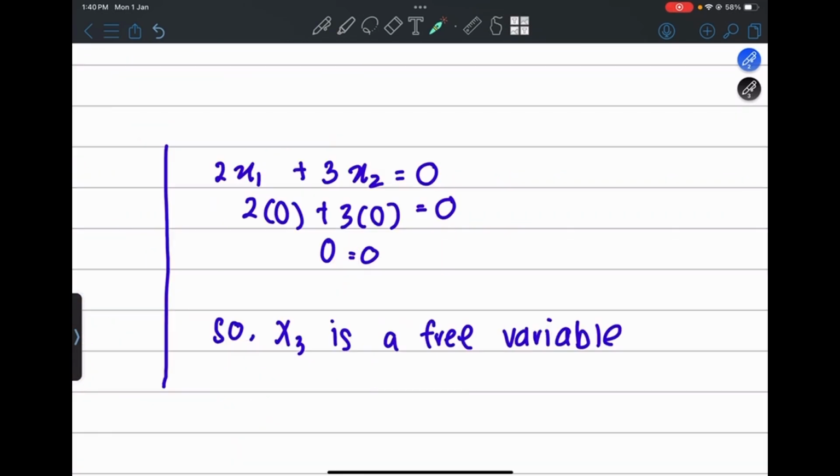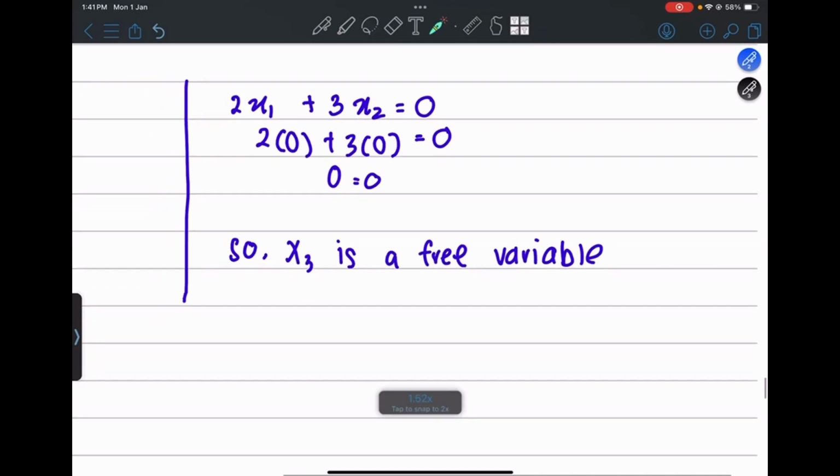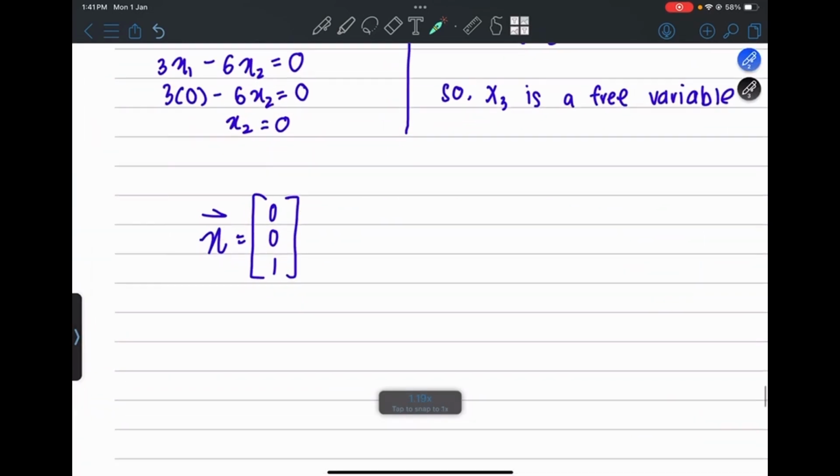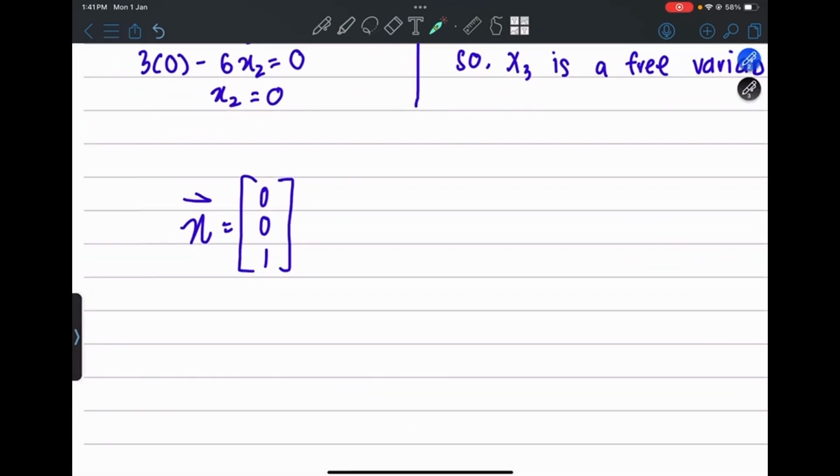The third row, we get 2x1 plus 3x2 is equal to 0. By substituting x1 and x2 both with 0, we get 0 is equal to 0. So we can assume that x3 is a free variable. Because we don't have much information, we can just assume that x3 is equal to 1. So we can write the eigenvector as 0, 0, 1.